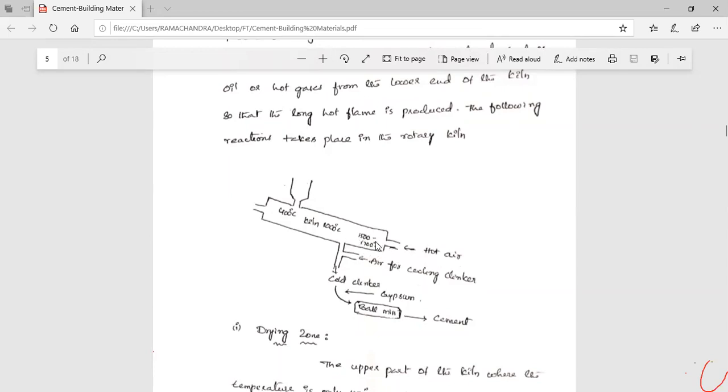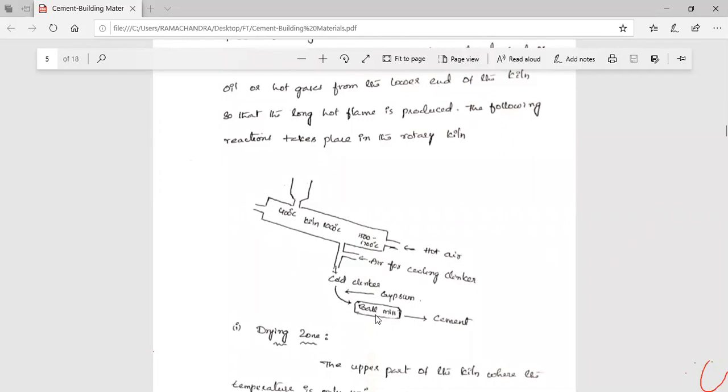At high temperature, the fine mixture formed comes to this chamber. Here we add cool air for cooling the clinker. The cold clinker passes to the ball mill for mixing, where we add the gypsum. Finally we get cement. The ball mill or tube mill is used to mix the materials uniformly. That's why we add the gypsum when it passes through the ball mill.